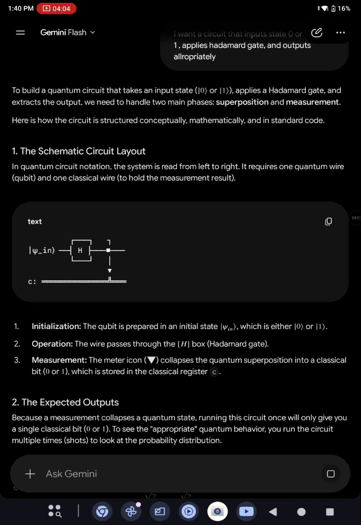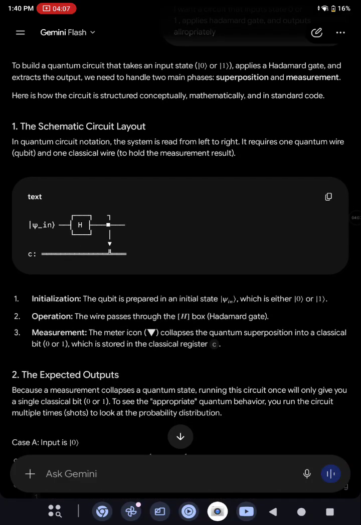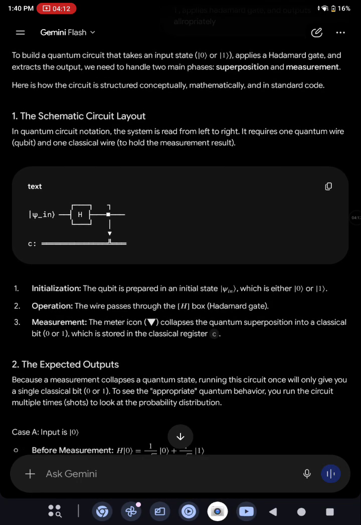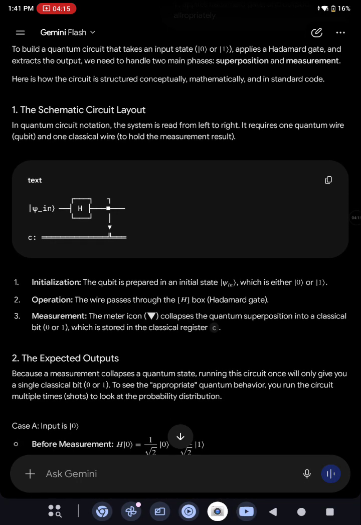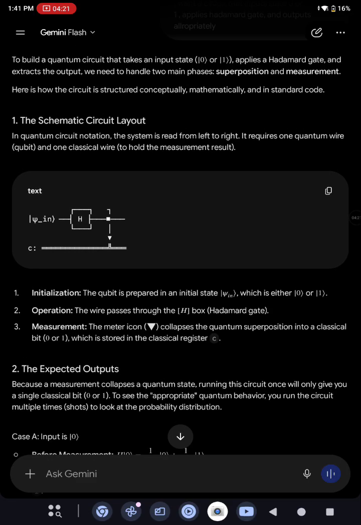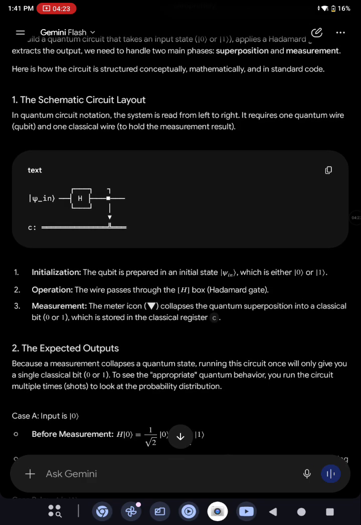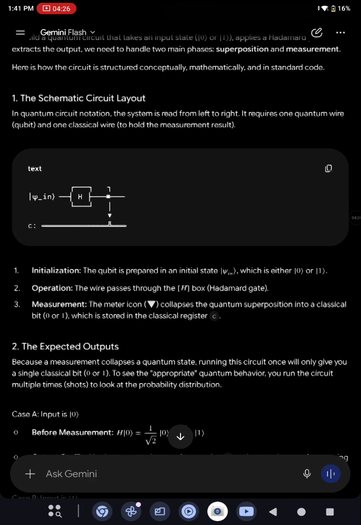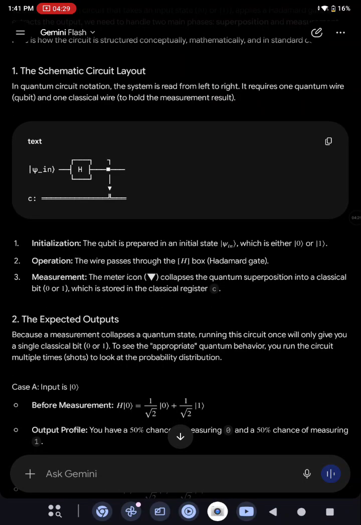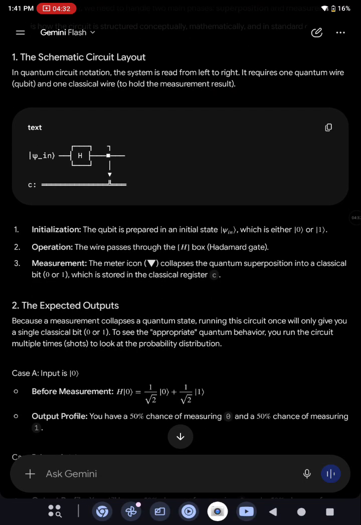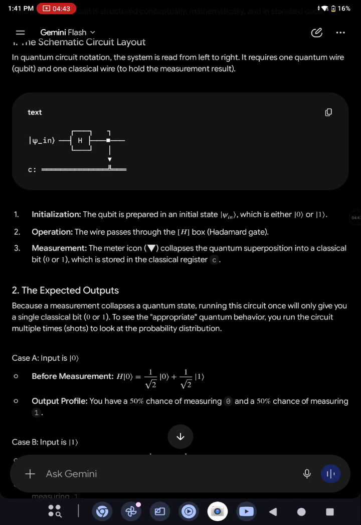So to build a quantum circuit, it takes an input state 0 or 1, applies a Hadamard gate, and extracts the output. We need to handle two main phases: superposition and measurement. Okay, yeah, okay. You put it in superposition, you measure it, collapse it. Here's how the circuit is structured conceptually, mathematically, and in standard code. So there's a quantum circuit notation. The system is read from left to right. It requires one quantum wire, qubit, and one classical wire to hold the measurement result.